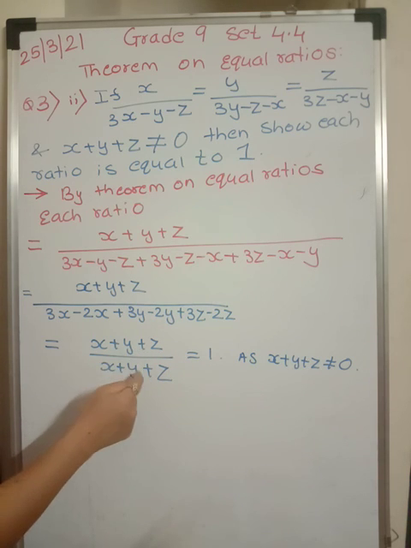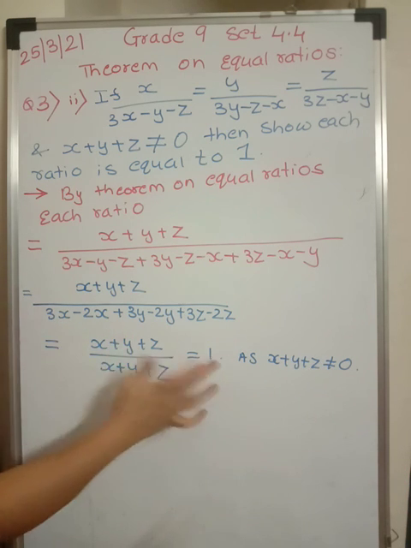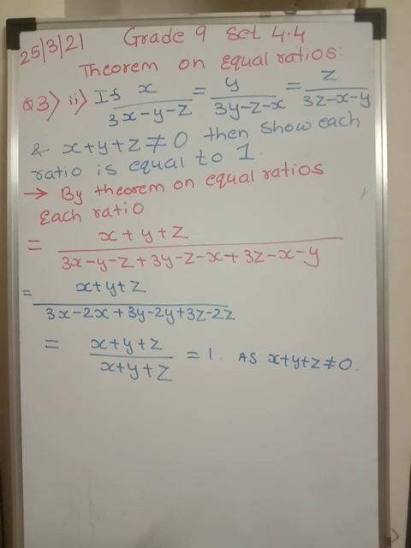If this would be 0 upon 0, answer would come 0. Now it is not equal to 0. If it is equal to any number, you will get same number upon same number, and therefore answer would be 1. Is this clear? So that's all from my side for today, students.